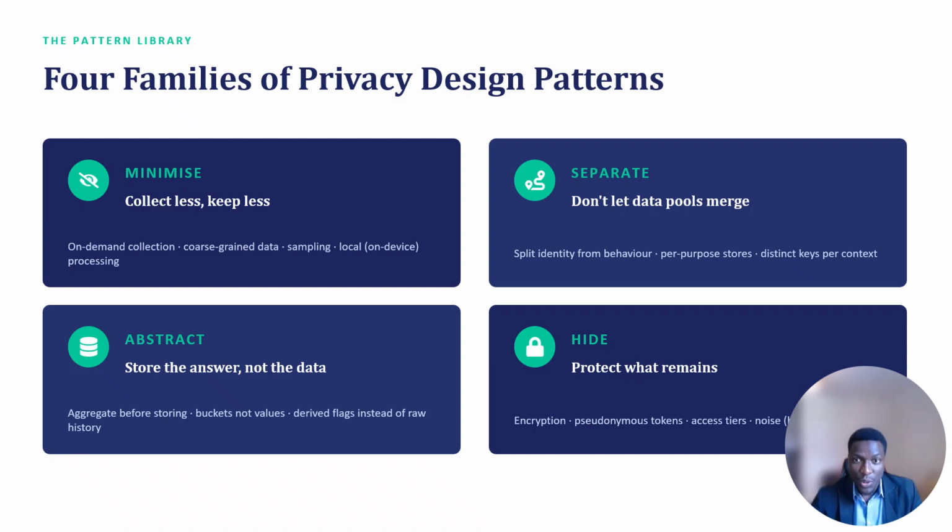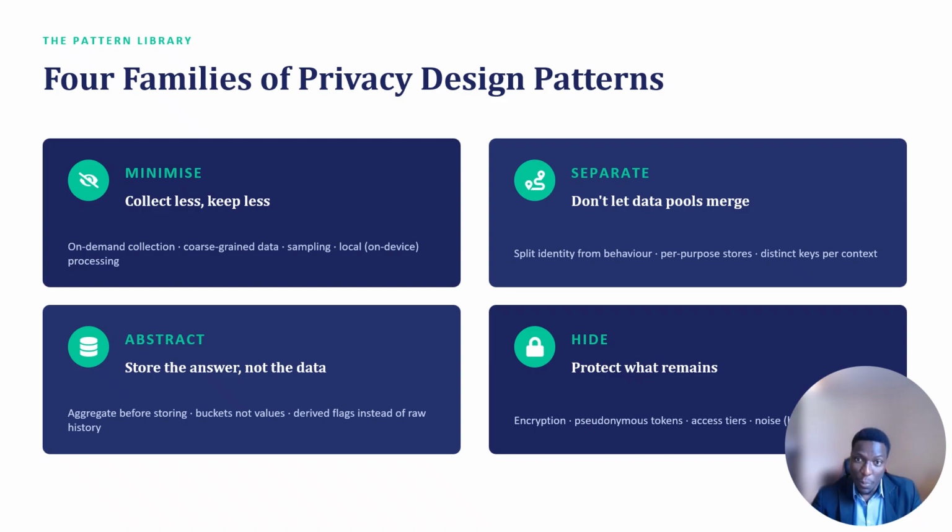Separate. Don't let data pools merge. Split identity from behavior, per-purpose stores, different keys per context, which structurally blocks the linking threat that we discussed in the previous module in Lindo. Abstract. Store the answer, not the data. If the feature needs "active this week," for example, store that flag, not the time-stamped history that proves it.